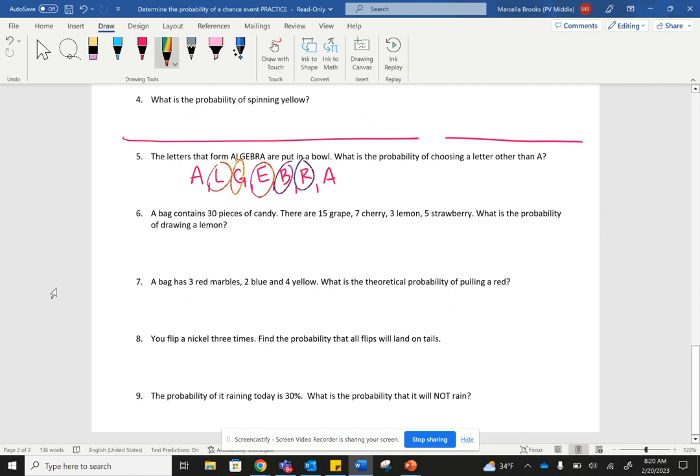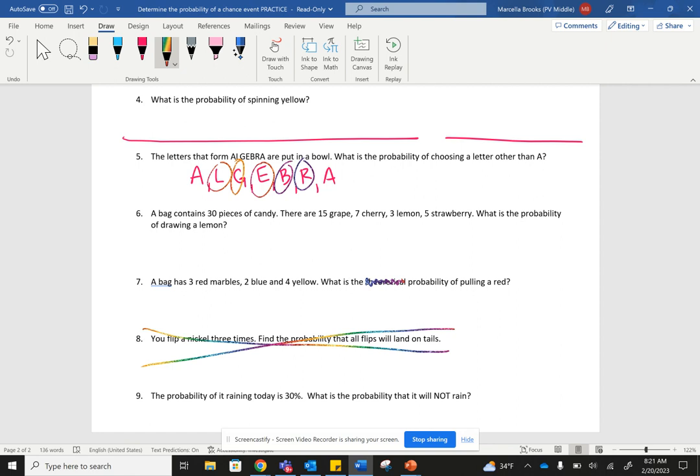Number 7, a bag has 3 red marbles, 2 blue, and 4 yellow. What is the theoretical probability of pulling a red? I didn't really go over what theoretical probability is yet, so let's just say probability. Number 8, you flip a nickel 3 times. Find the probability that all flips will land on tails. We're going to skip this one too.